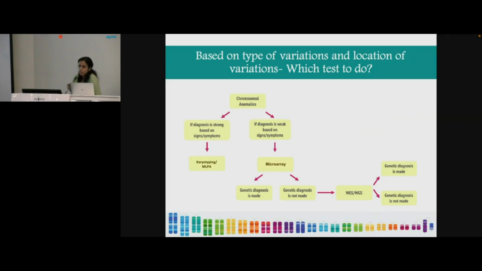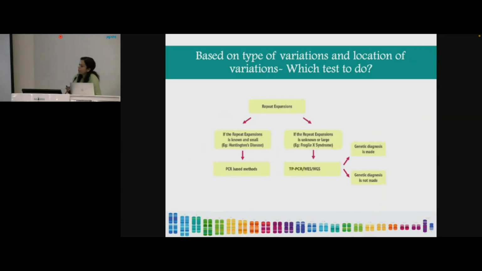And if the diagnosis is weak, you are not sure, but you still think there can be some microdeletion or duplication present, then you can go for chromosomal microarray testing. And if it is negative, if you are not getting any deletion or duplication by doing the microarray, then you can go for NGS testing.